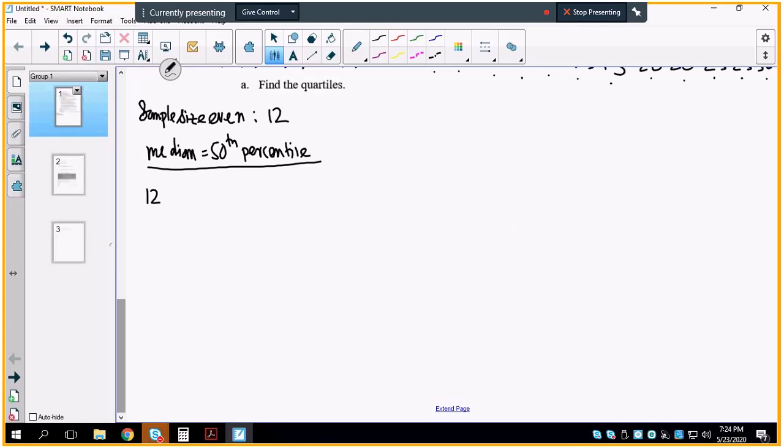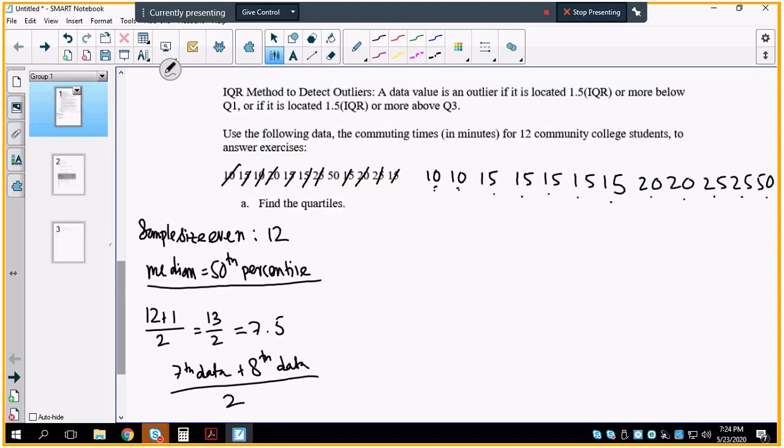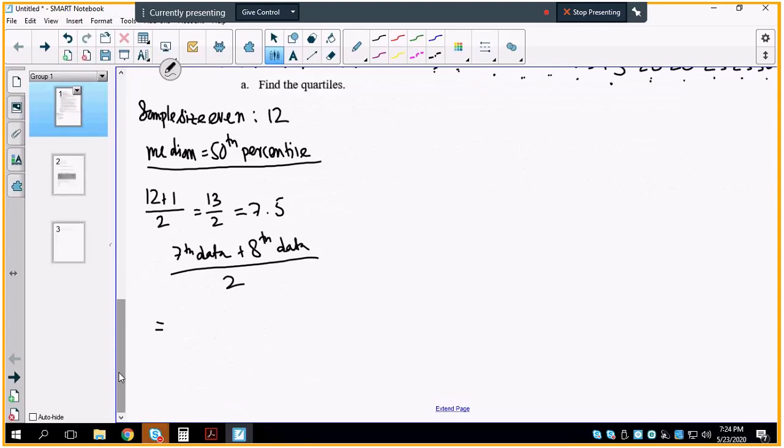Because the sample size is even, we're looking for 12 plus 1 over 2. That's 13 over 2, which is 7.5. That means we're looking for the 7th data on the left hand side and the 8th data on the right hand side. The 7th data in this distribution is 1, 2, 3, 4, 5, 6, 7, which is 15, and the 8th data is 20. So it's 15 plus 20 over 2, and that is 35 over 2, which is 17.5. And that's the median value.